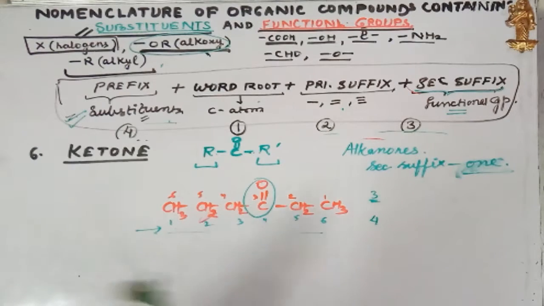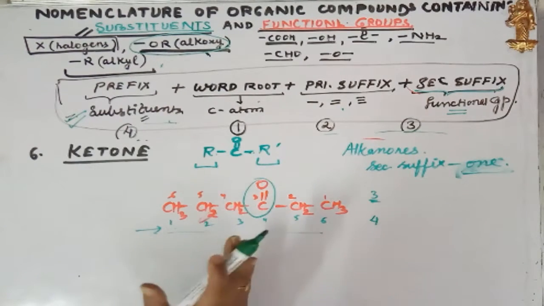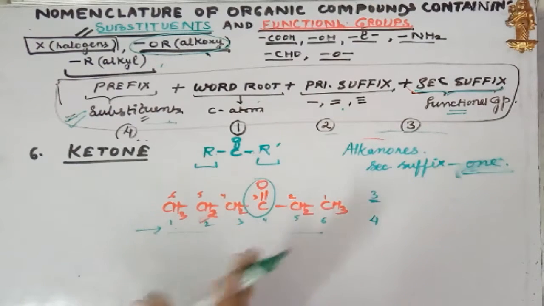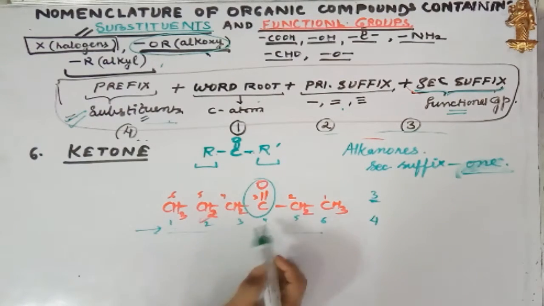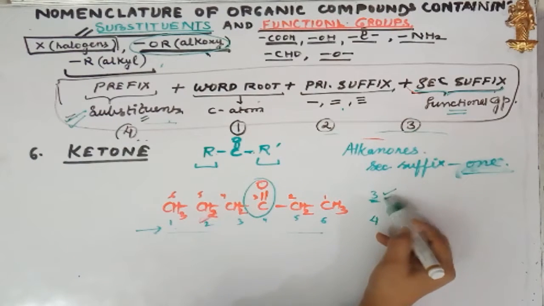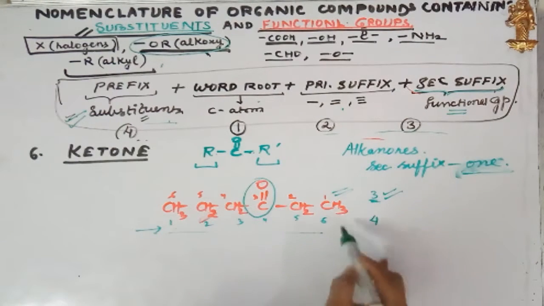So as I have told you, the functional groups are the guests of your compound. So always attend to them as early as possible and give them the smallest position. So this is the way we are going to number it. This chain will work and this chain will not work here. So I have to rub it out.